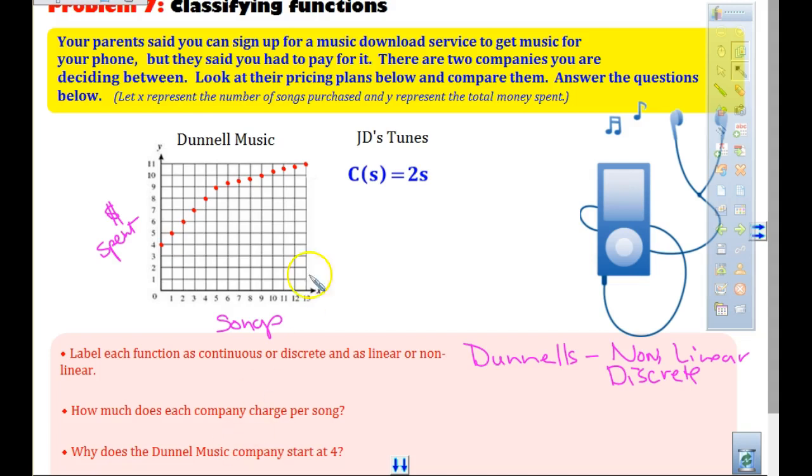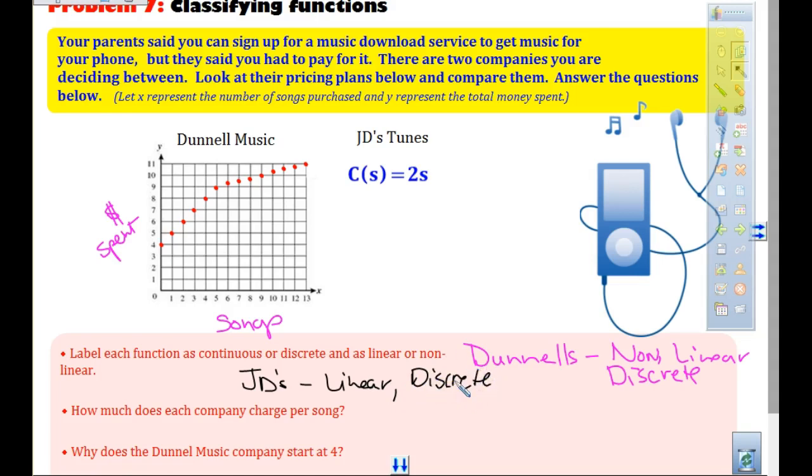And if we are looking at JD's, first off, is JD's going to be linear or nonlinear? Definitely linear. So JD's, linear. Is it continuous or discrete? Can you buy half a song? Can you go to iTunes or someplace and say I'm only going to download half that, I don't care about the other half? I mean, either you buy the song or you don't, right? You get to preview and listen or you don't. So again, this one would be discrete. Okay, does that make sense if they're both discrete?